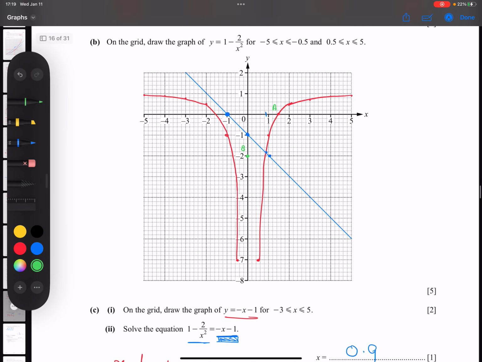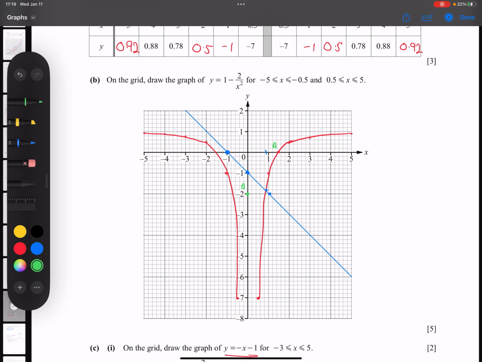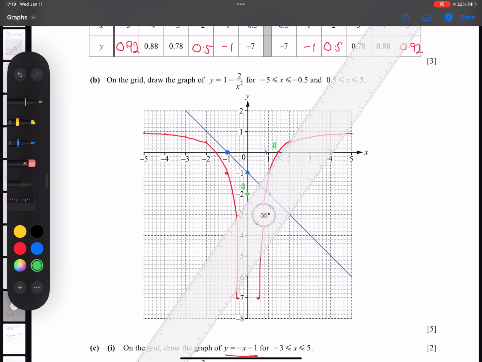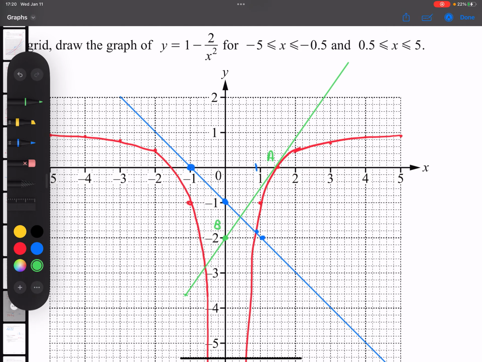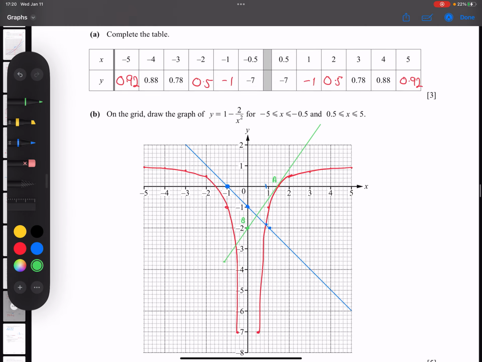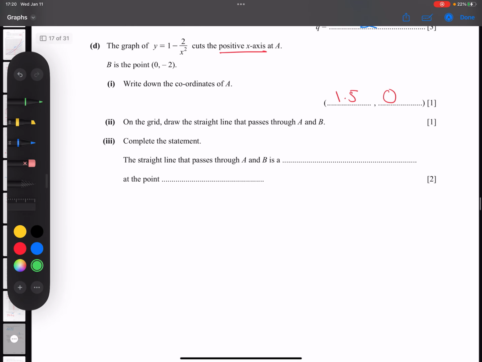Okay, let's draw it. AB, ruler. This is A. This is B. What do you think about line AB? I think it's a tangent at the point A. So line AB is a tangent at the point A.